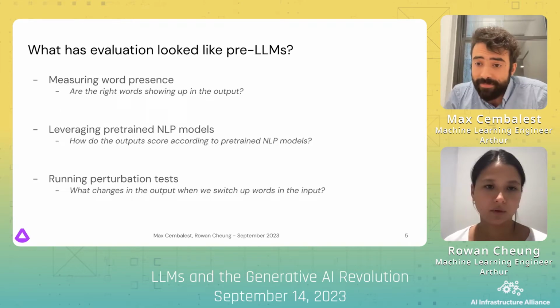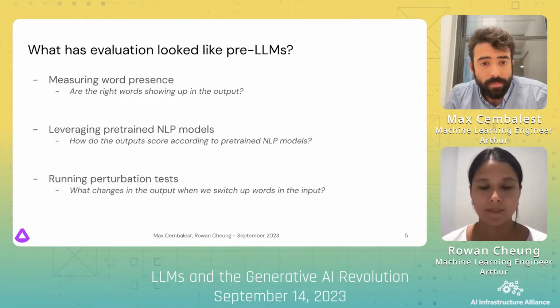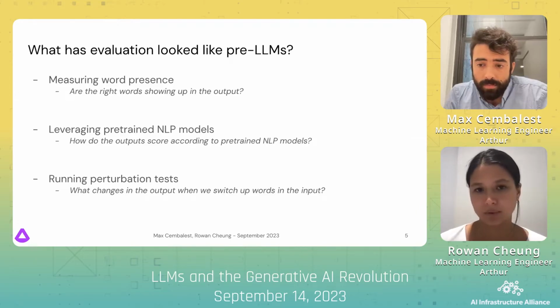I'll cover a few commonly used techniques for evaluating generated text that don't involve prompting any language models. We generally think about these in a few different categories. The first is measuring word presence. This could be something like the overlap between words in an output compared to a reference text, or it could be something as simple as just the length of the sequence, how many words occurred.